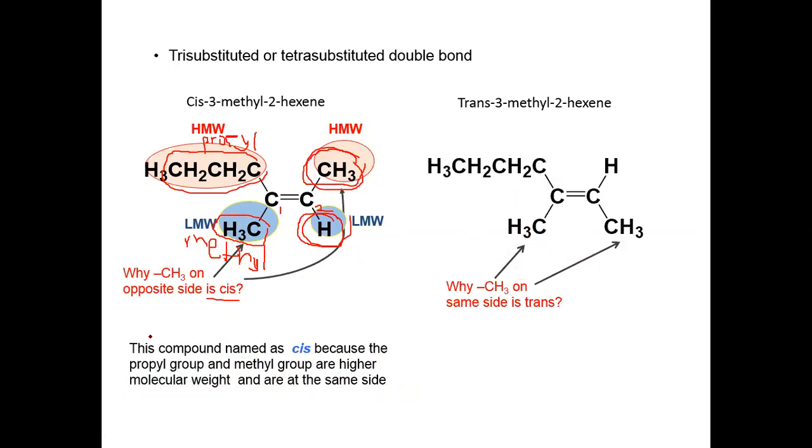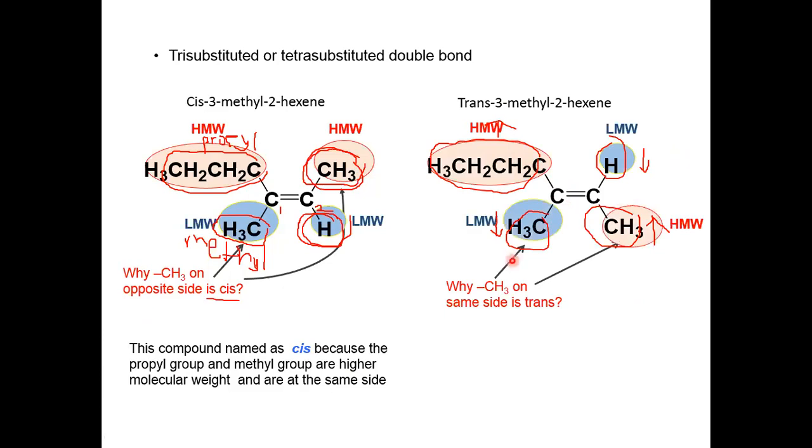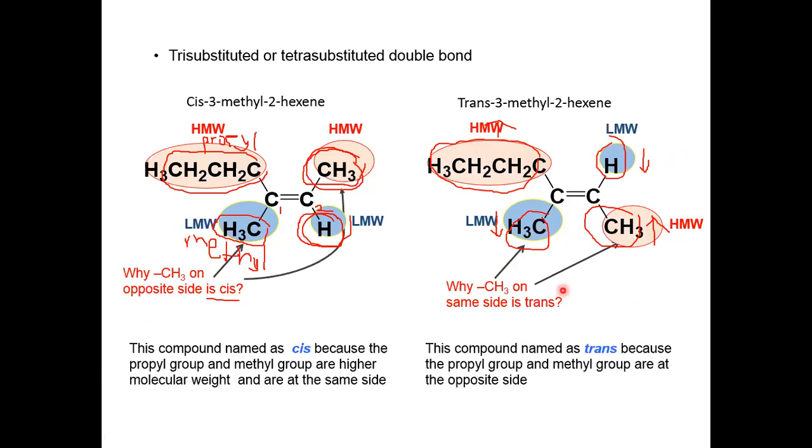So it is the same for this structure. This structure has methyl, methyl, hydrogen, propyl. So this one is much higher compared to this one, and this one is much higher compared to this one. So you have a higher with a higher at a transverse location. So this is high low, low high. So high with high are in trans position. So this compound is named trans because the propyl group and methyl group are at the opposite side. Okay.